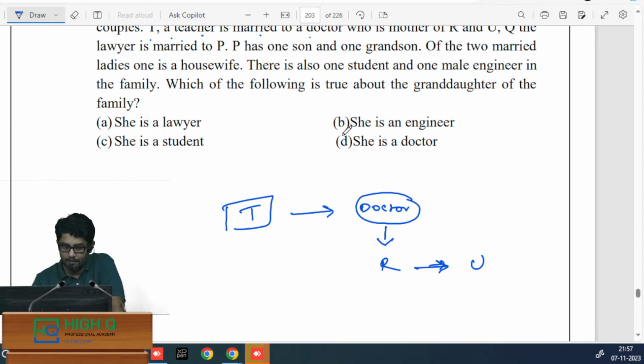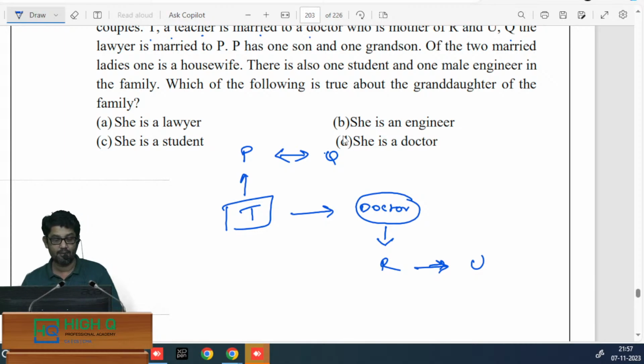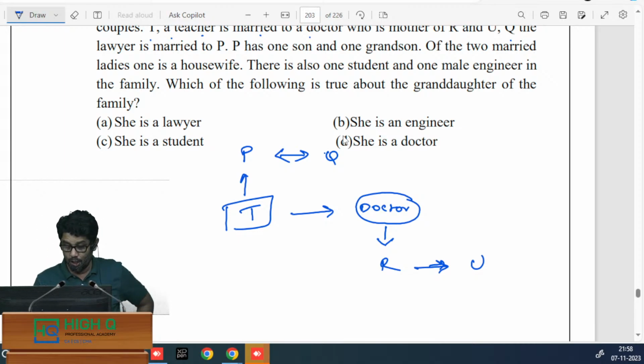Q, the lawyer, is married to P. P has 1 son and 1 grandson. So that means Q is a lawyer married to P. That means 1 son and grandson. Fine, let it be. There is also 1 student and 1 male engineer in the family. I think already 6 members have come. Which of the following is true about the granddaughter of the family? She is a student. How?